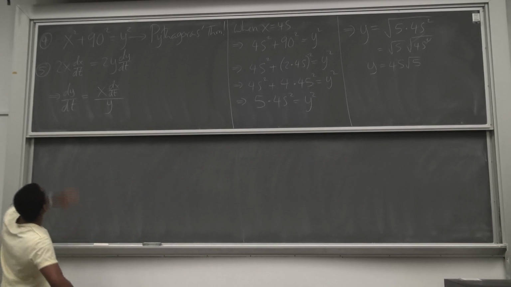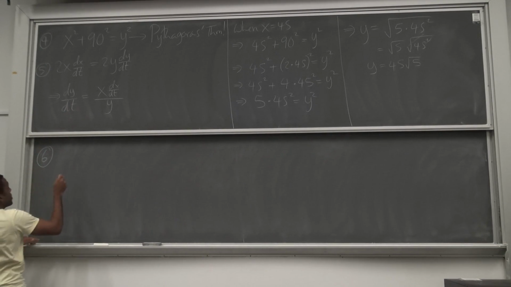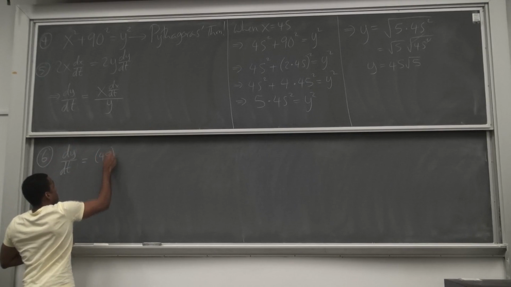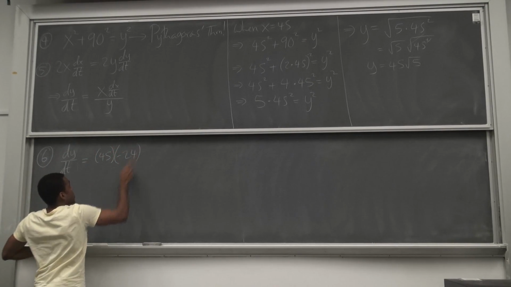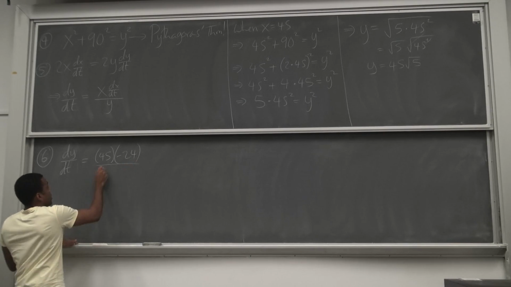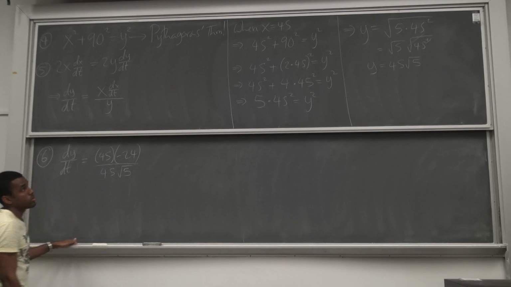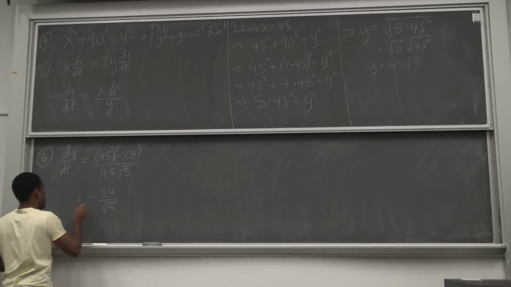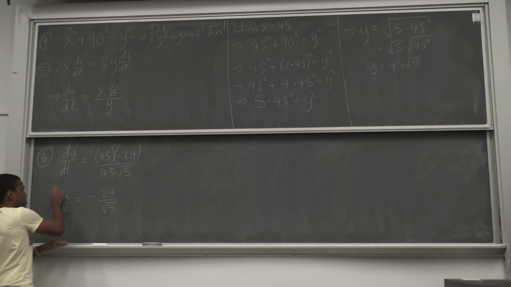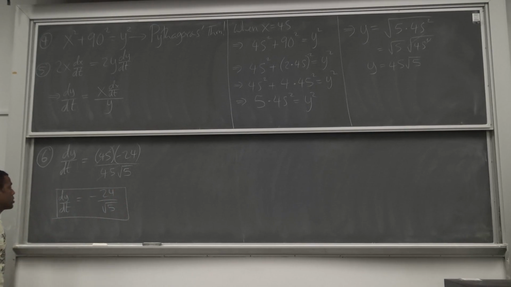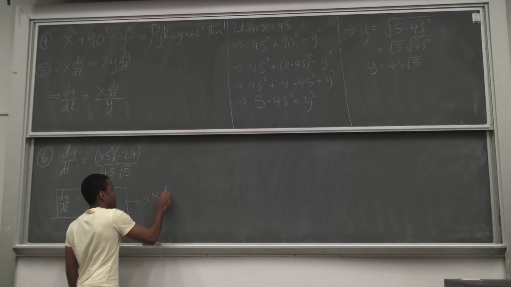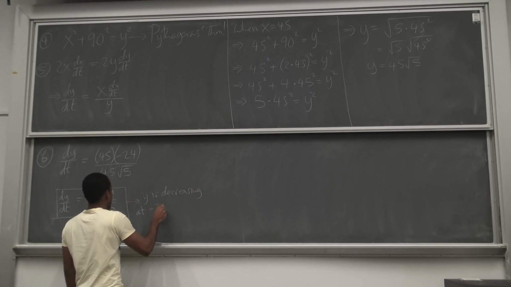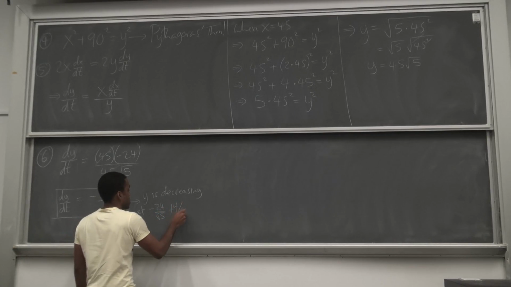Okay, so now where are we? Here. Now we go back here in step 6, we're going to start plugging everything in. That's my dy/dt. My x is 45. My dx/dt is minus 24. And my y is 45 square root of 5. So now my 45 is cancelled. We get minus 24 over radical 5. And so notice that y is decreasing. Minus 24 over radical 5 feet per second.